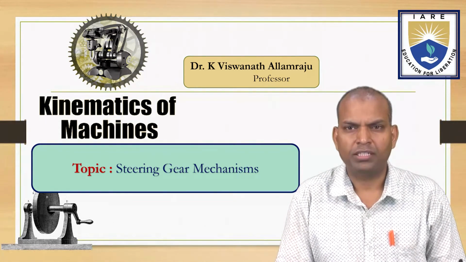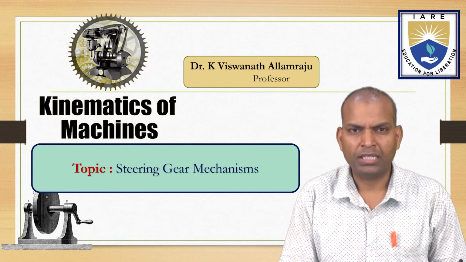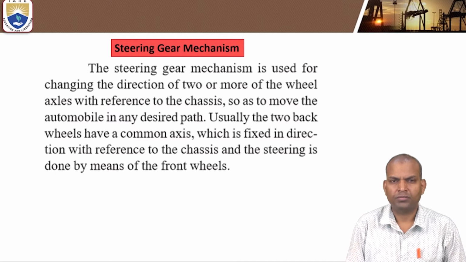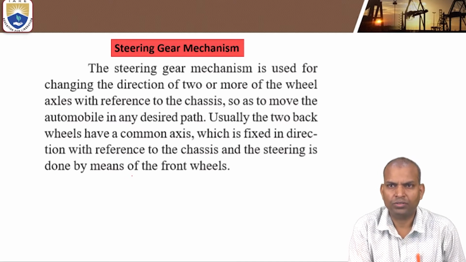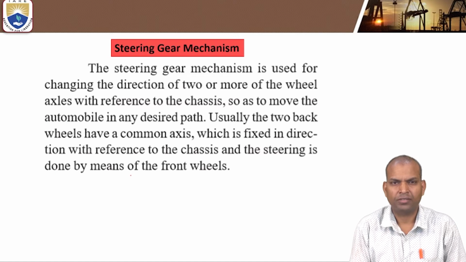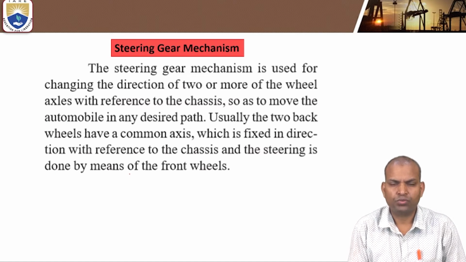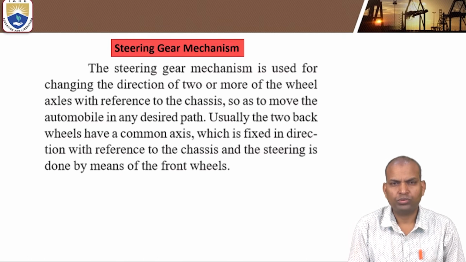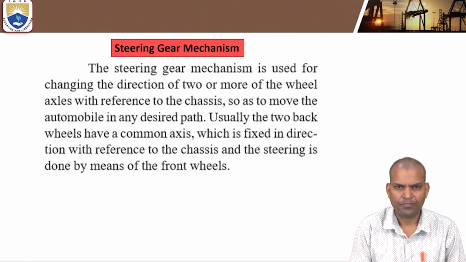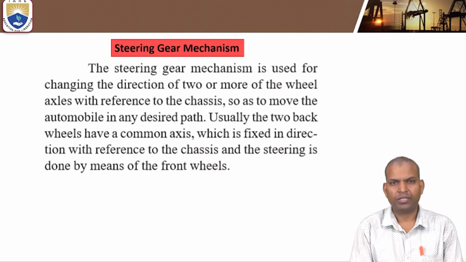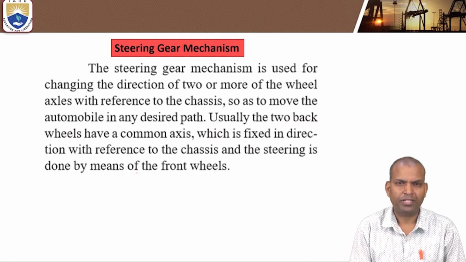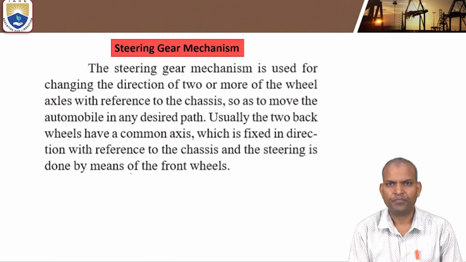Today we are going to study the topic of steering gear mechanisms. The steering gear mechanism is used for changing the direction of two or more of the wheel axles with reference to the chassis in order to move the automobile in a desired path. These mechanisms are so important to avoid accidents. There are various types of mechanisms.